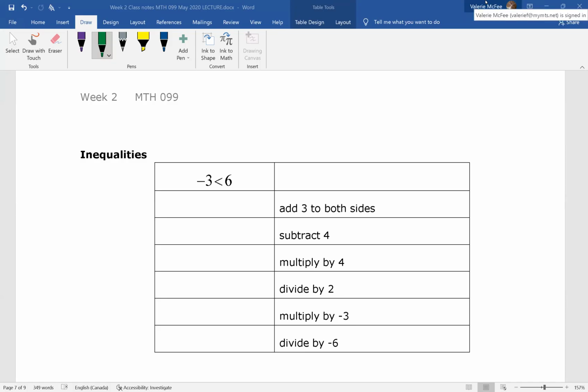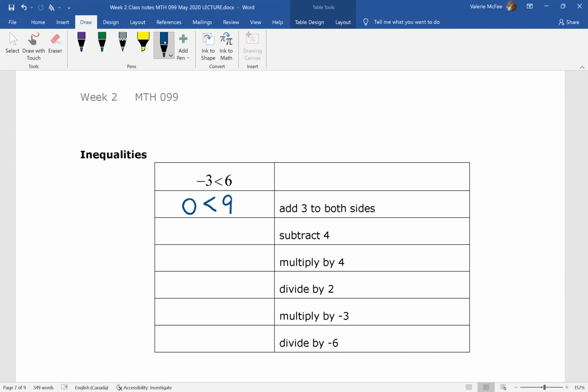Let's take a moment and consider this inequality. -3 is less than 6. I want to start by adding 3 to both sides. So -3 plus 3 is 0, 6 plus 3 is 9, and we see that 0 is less than 9.